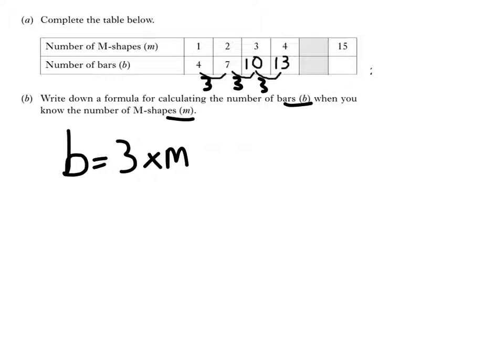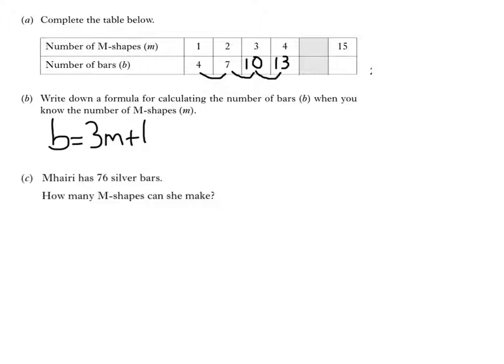Now, if I just times all of my M's by 3, you'll see that 1 times 3 is 3, 2 times 3 is 6, 3 times 3 is 9. We're always finishing 1 shy, so we need to add on 1 each time. So my answer will be B is equal to 3M plus 1. Now, just looking at when M equals 4, we put that into our equation. 3 times 4 would be 12, add 1 would be 13. So it does work, and therefore this is our formula we need to use.